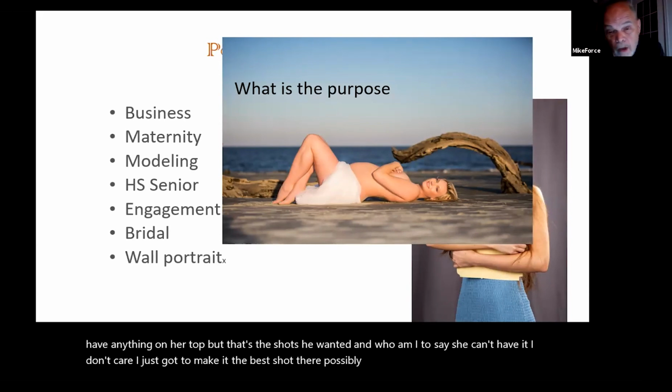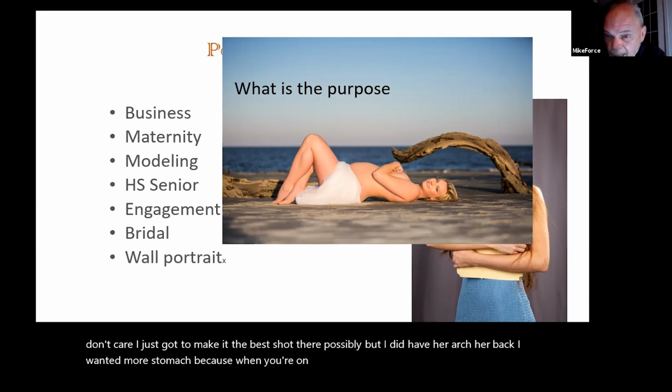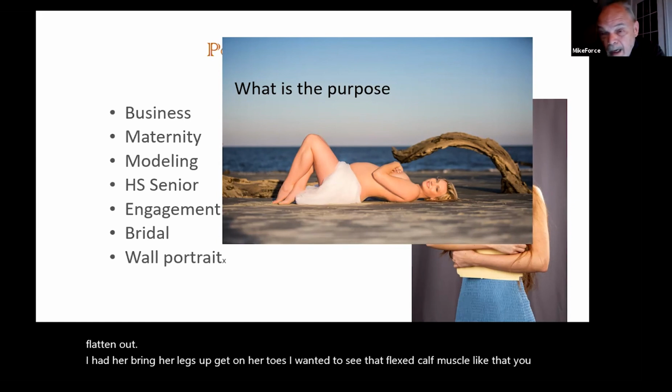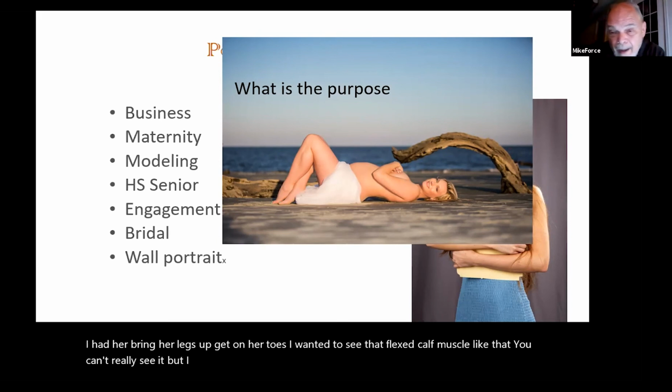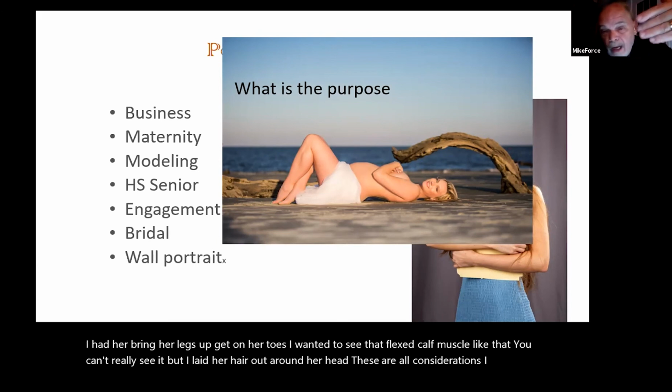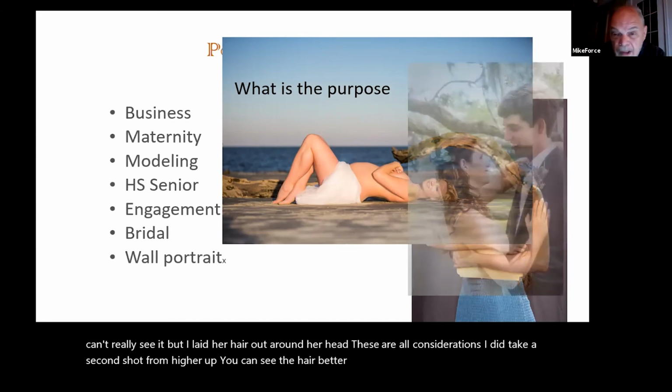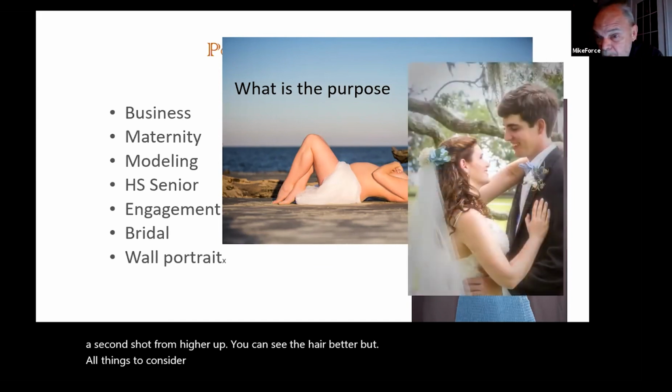But I did have her arch her back. I wanted more stomach because when you're on your back, your stomach's going to flatten out. I had her bring her legs up, get on her toes. I wanted to see that flexed calf muscle like that. You can't really see it, but I laid her hair out around her head. These are all considerations. I did take a second shot from higher up. You can see the hair better, but all things to consider and all based on what's the purpose of your shoot.